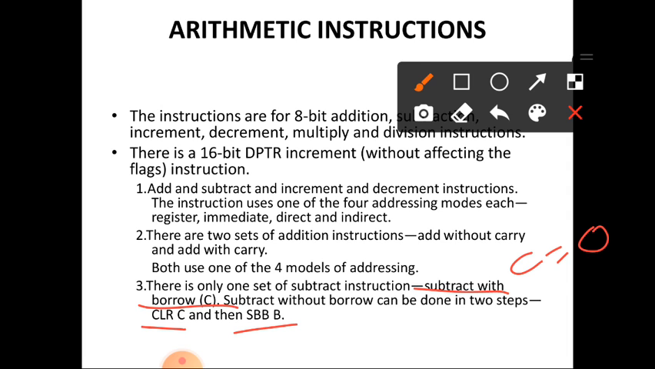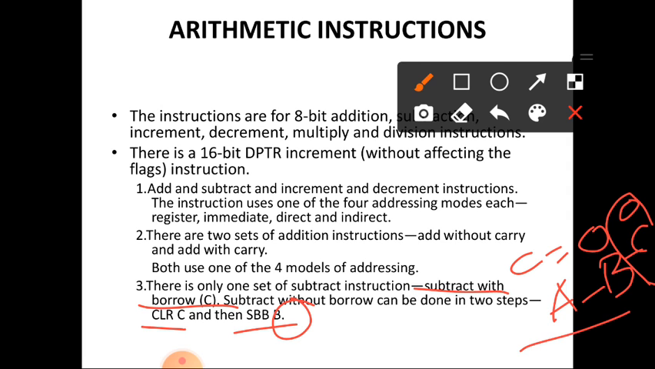Subtraction operation means accumulator content minus B. Subtract content B from content A minus the carry flag. If the carry flag is 0, there is no effect of the carry. So actually here the subtraction is done without carry.